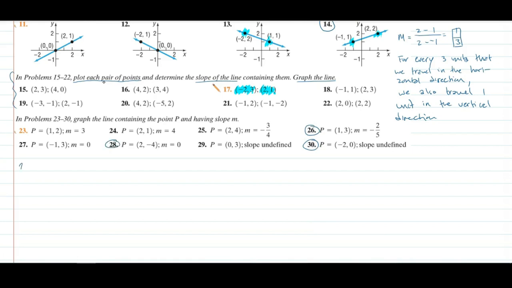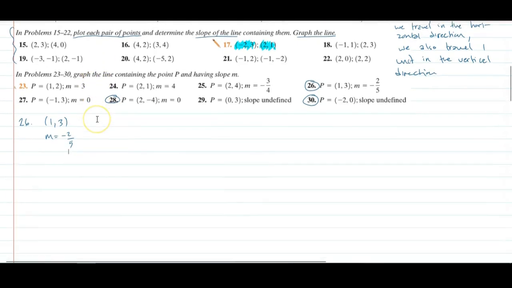So number 26, really quickly, it says that you've got a point on a line that's (1, 3), right? And the slope of this line is negative 2 over 5. So it says graph this line containing the point and having the slope m. So you should be able to very quickly make a sketch, right? So as I am talking to you, I'm also making the sketch. That's just how long it should take, all right? So there you go. I made a really quick sketch.